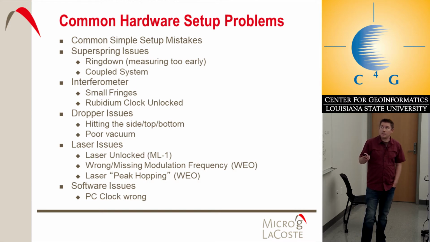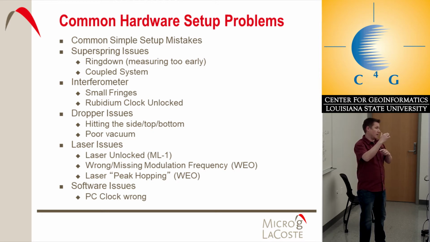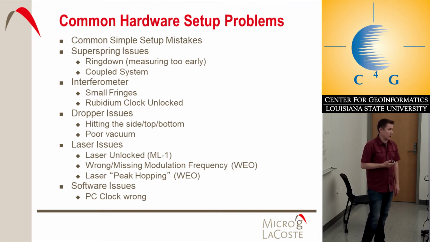Some common setup mistakes. The ring down: if you hit the servo button and then hit go on your screen, you might see that your drop scatter is very large in the beginning, and you'll see that kind of come in. So wait a few minutes after you hit servo before you start collecting data. It will eventually quiet down quite a bit, and you'll be fine.